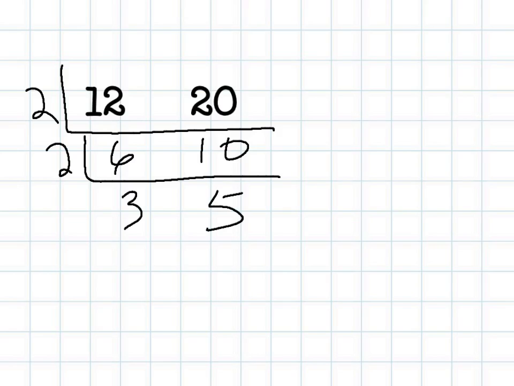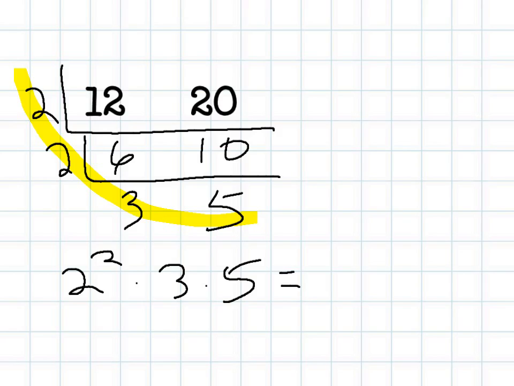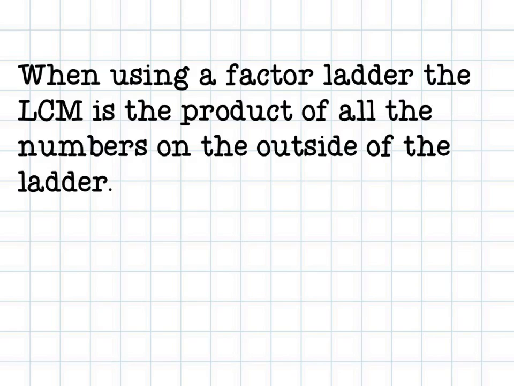We now have prime numbers all on the outside, so we're going to find our LCM by multiplying all of the numbers that are here. So the answer would be 2 squared times 3 times 5. Well, 2 squared is 4, 4 times 3 is 12, and 12 times 5 is 60. So our LCM is 60. Now, when using a factor ladder, the LCM is the product of all the numbers on the outside of the ladder.